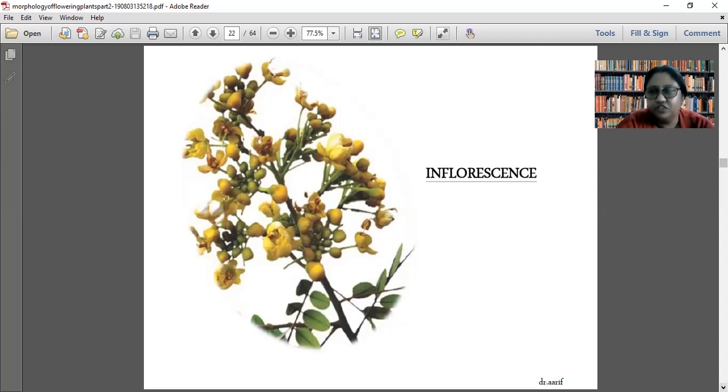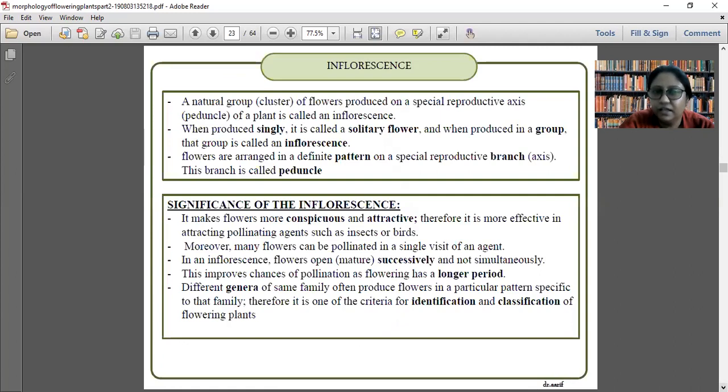So what are the arrangements and what are the scientific terminology to describe them? That is the topic of discussion of today's lecture. So without wasting much time, we will move towards the terminology. So inflorescence is defined as how flowers are arranged in a reproductive axis. So this cluster of flowers, if they are arranged in a reproductive axis, which is called peduncle.